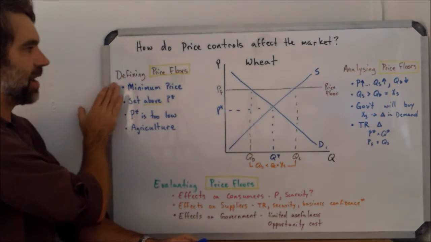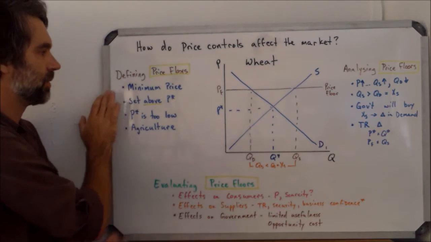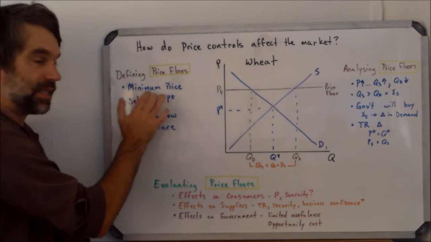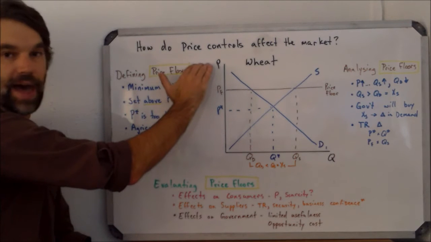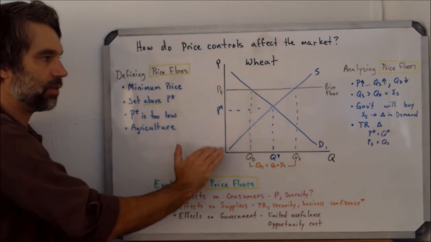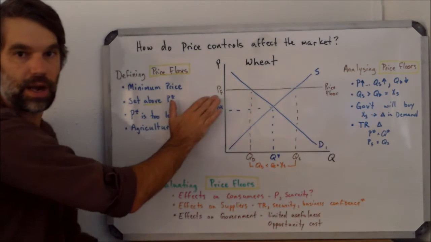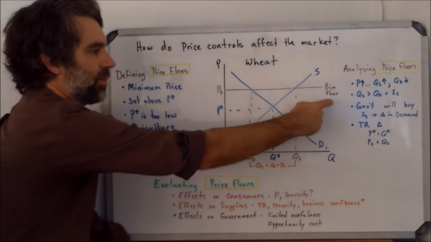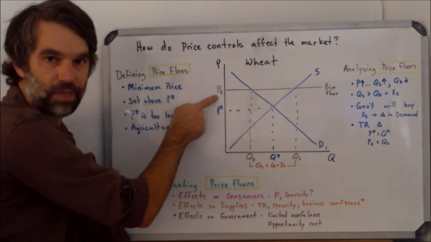So, let's start by defining what a price floor is. First of all, it's a minimum price. So what that means is that the price can be anything above that, but it can't be anything below the price floor. We draw it in on a demand and supply diagram as just a horizontal line, and we'll call it price floor over here and just PF on the axis.